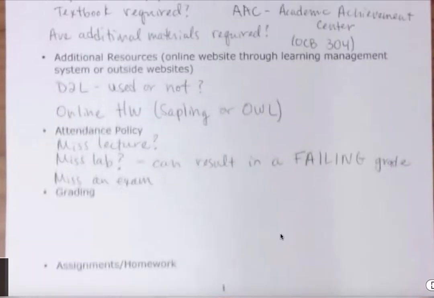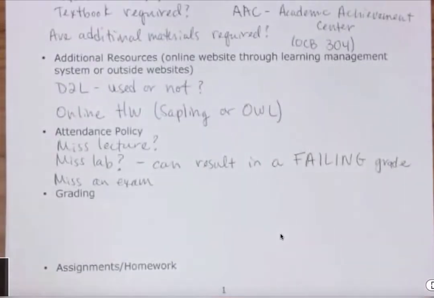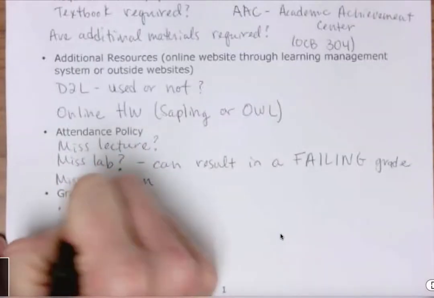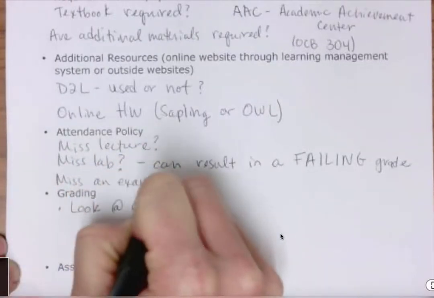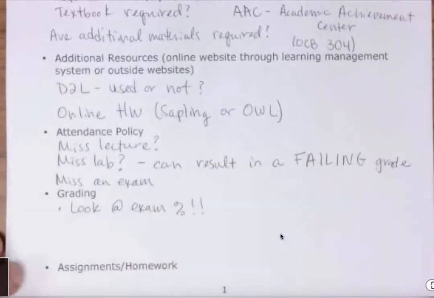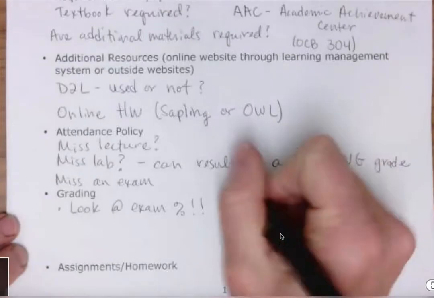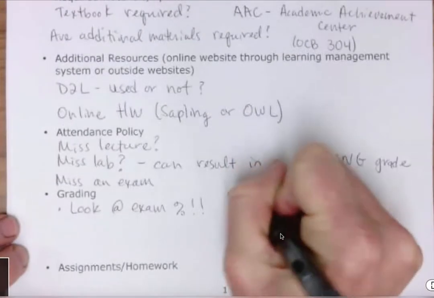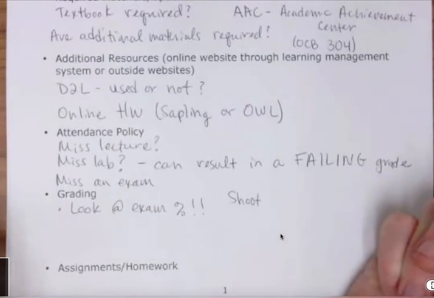The next thing that will be listed on the syllabus that's important for you to look at is the grading. Look at the exam percentage. Why do I say this? I know from many of our courses, the exam percentage dictates a huge portion of your grade. Whether it's Principles of Chemistry, whether it's General Chemistry 1, whether it's this course, Chem 100, Preparation for Chemistry. So what you want to do is shoot for a grade that you want in the class on exams.